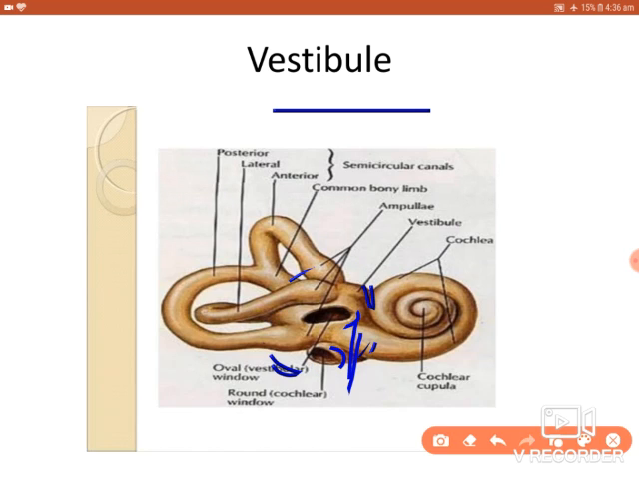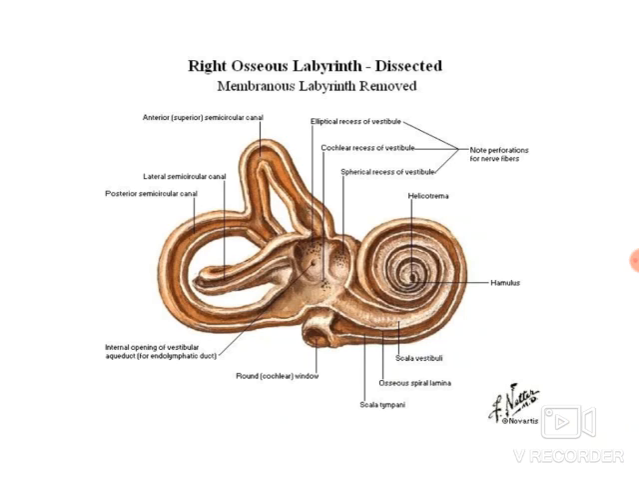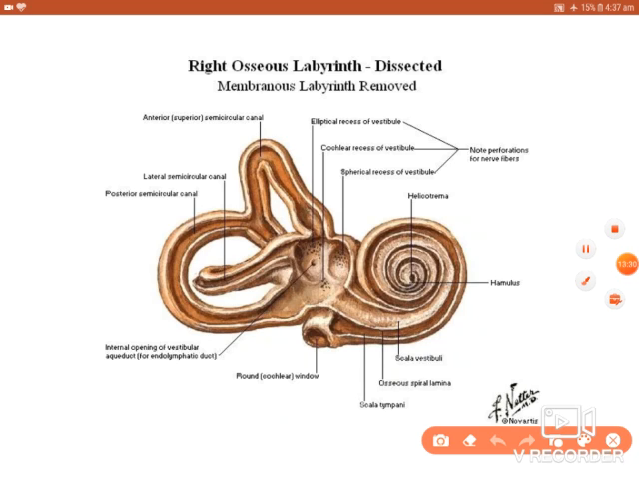The margins of the oval window give attachment to the annular ligament. Through the annular ligament, the footplate of the stapes is attached. This oval window relates to the medial wall of the middle ear. Then on the inner side of the vestibule, you can see that the lateral wall of the bony labyrinth is removed, and the membranous labyrinth is also removed. You can see the inside of this bony cavity.